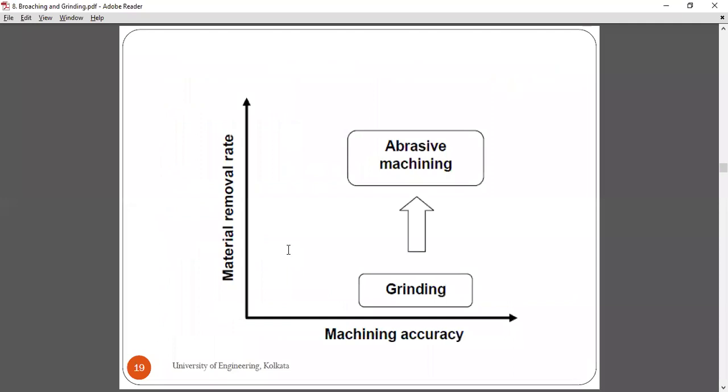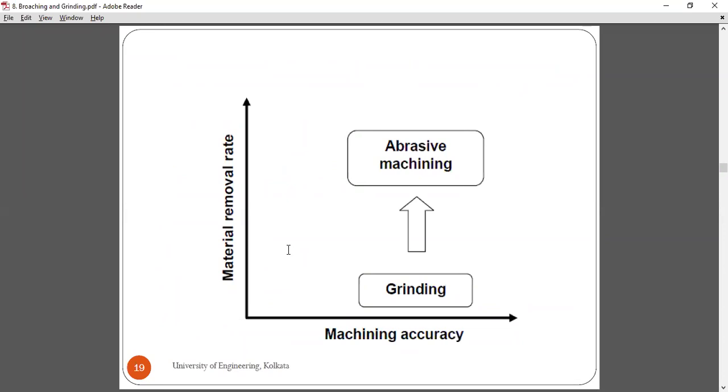Now let us come to the comparison between grinding and abrasive machining. In grinding, the material removal rate is lower than that of abrasive machining.